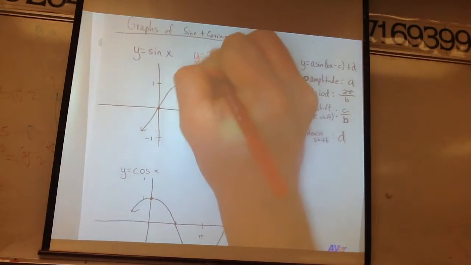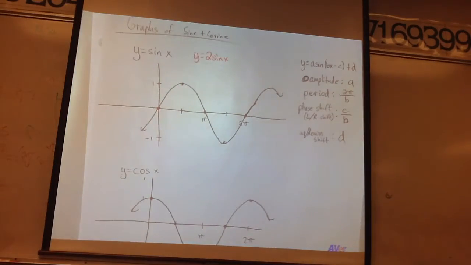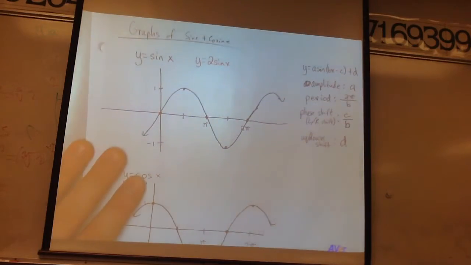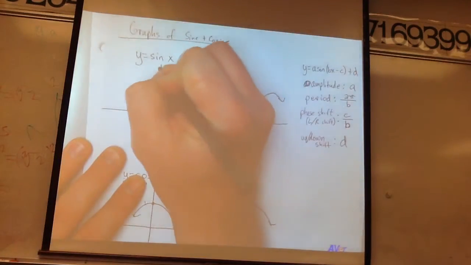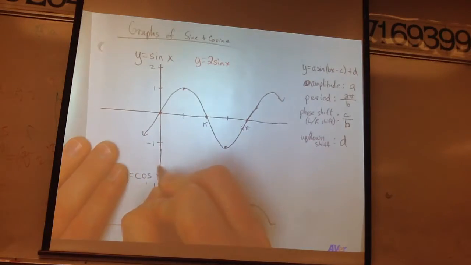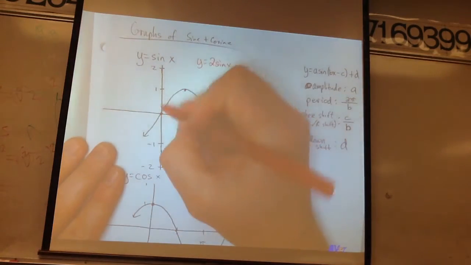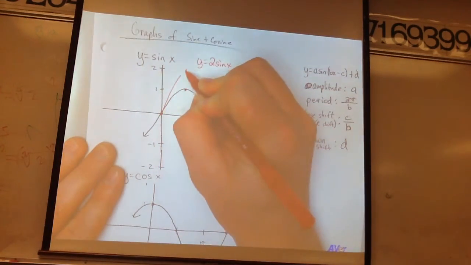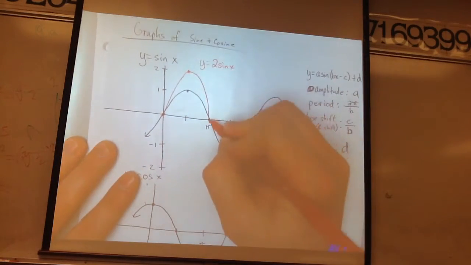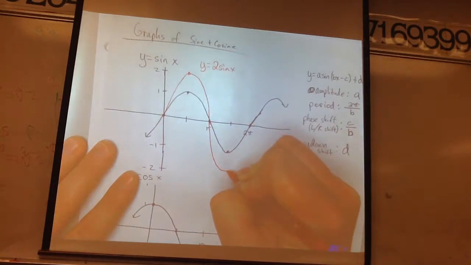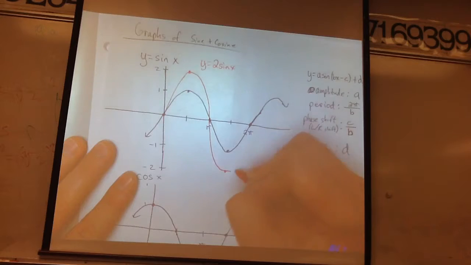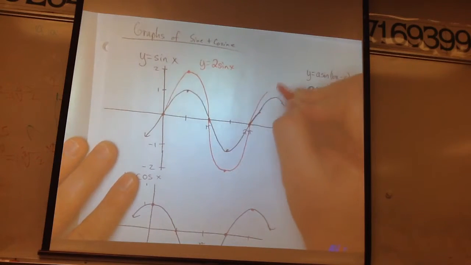I was just going to do 2 times the sine of x. What does that look like? It goes up to 2 and down to -2. It still starts at 0, 0. It's just the hills are taller and the valleys are lower. It still repeats the same amount of time. Just got stretched out a little bit.